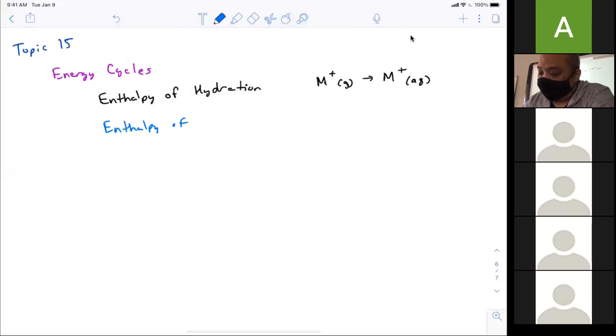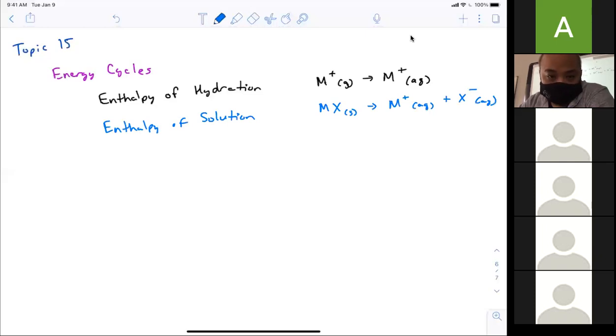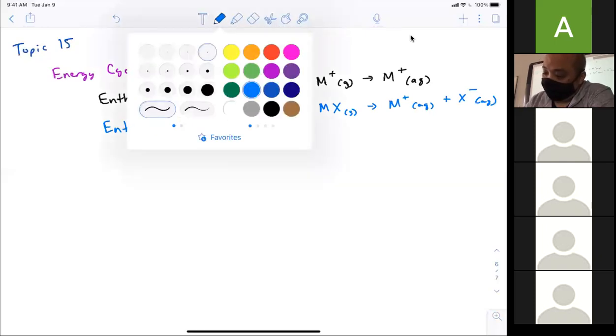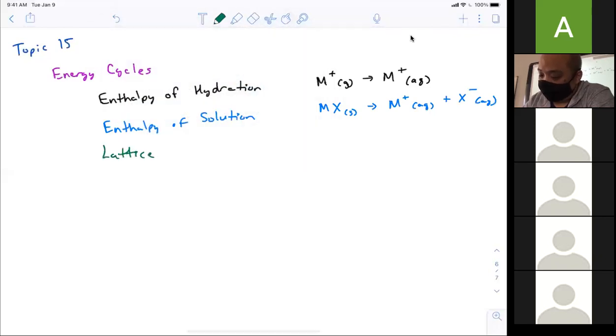We have enthalpy of solution, which is your solid going into aqueous form. And we have lattice enthalpy, which is the solid going into gaseous ions.